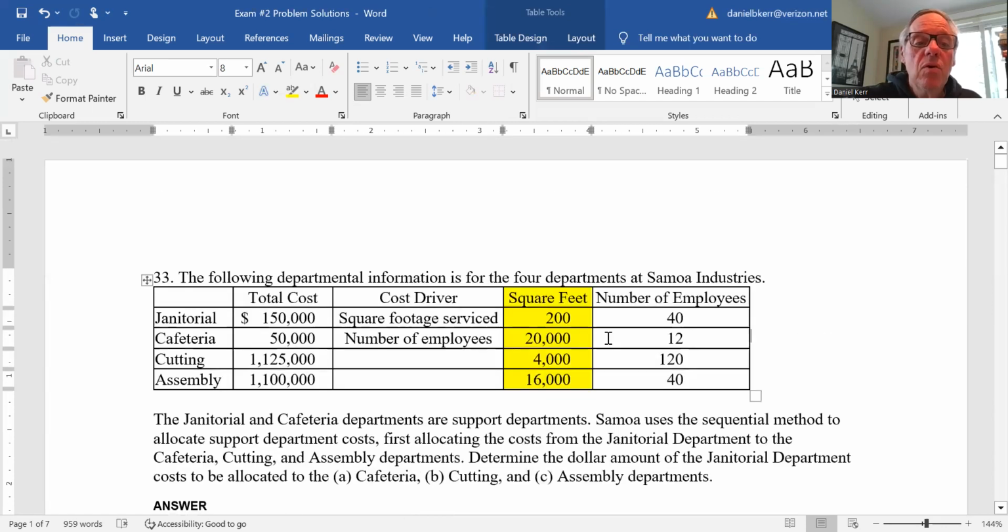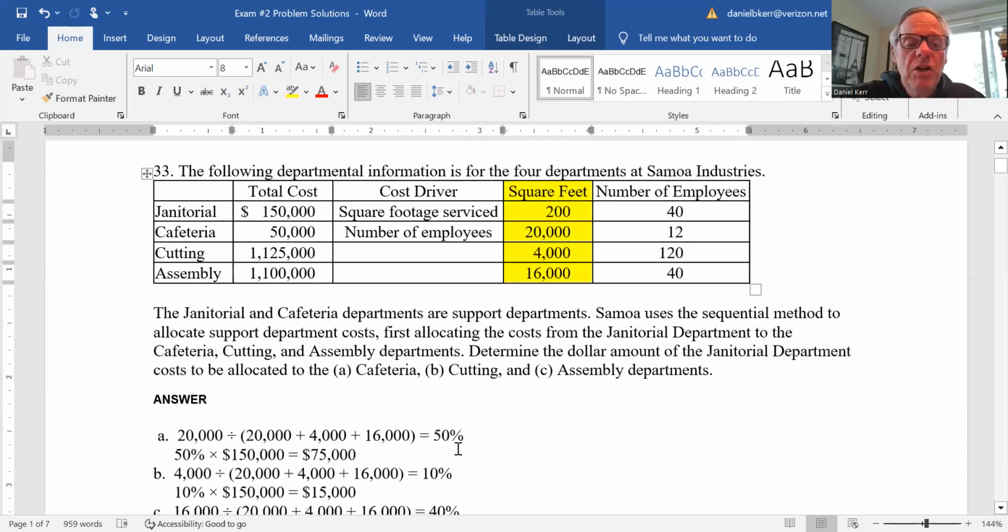What is it? Total costs of the janitorial department, 150,000. So those need to be allocated on the basis of square feet. You add these up: 20,000 square feet in cafeteria, 4,000 in cutting, and 16,000 in assembly. So you set up a ratio there, 20,000 plus 4,000 plus 16,000. You don't include the janitorial square feet because the janitorial department is the one you want to allocate.